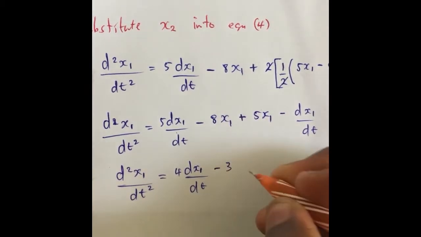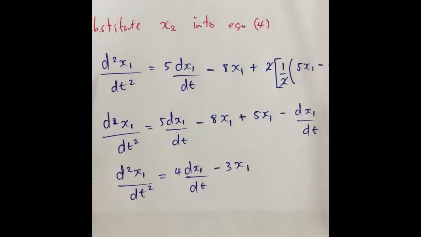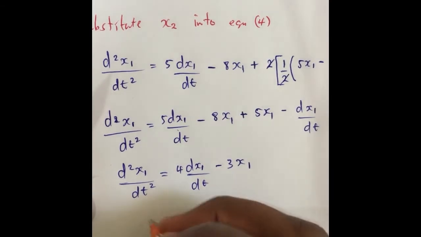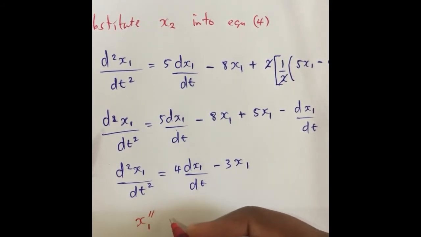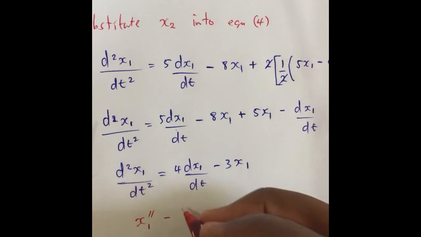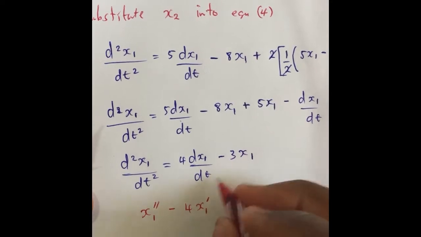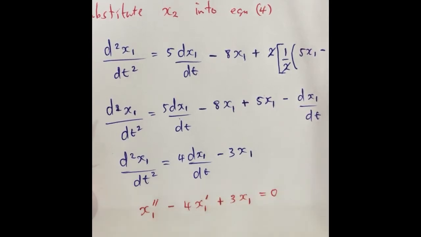Then you have this, and these are similar terms, which means we have to perform that operation on them. Now, I prefer writing this in a nicer way, same as x1 double prime. I take all these terms to this side, so I will have minus 4x1 prime. Now this will be addition because it has crossed over to the other side, so we have 3x1 equals 0.